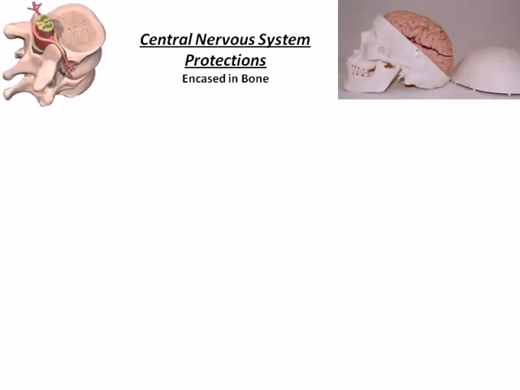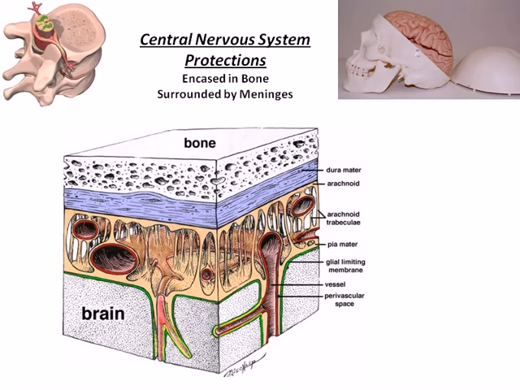Given its importance, it is clear that the central nervous system must be well protected. Most superficially, the entire central nervous system is encased in bone. This is accomplished by the vertebrae and the flat bones of the skull. Just deep to the bony protection are the meninges, 3 layers of connective tissue.